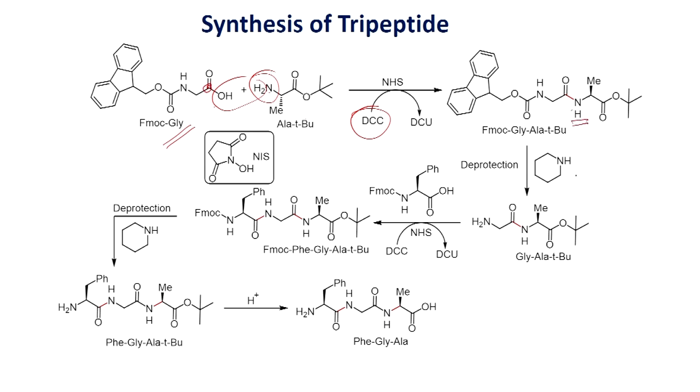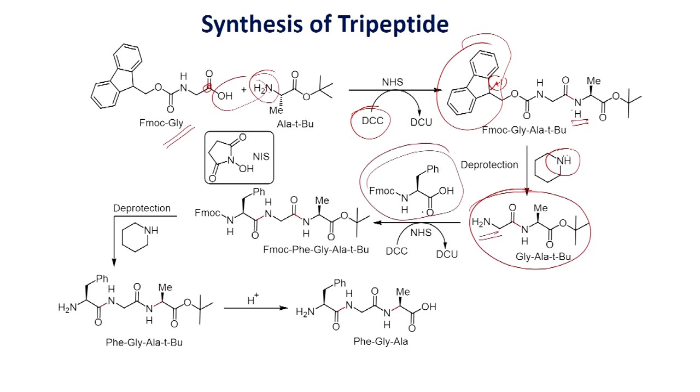Once you form this, as we have just seen, it can act as a base. You can deprotect this proton. You will be able to form this dipeptide. Once you form the dipeptide, you have the free NH2. The other one has the free carboxylic acid. This is derived from phenylalanine. Now again, you can make an amide bond between this carboxylic acid carbonyl group and this amino group using DCC once again. And then you can make this tripeptide.